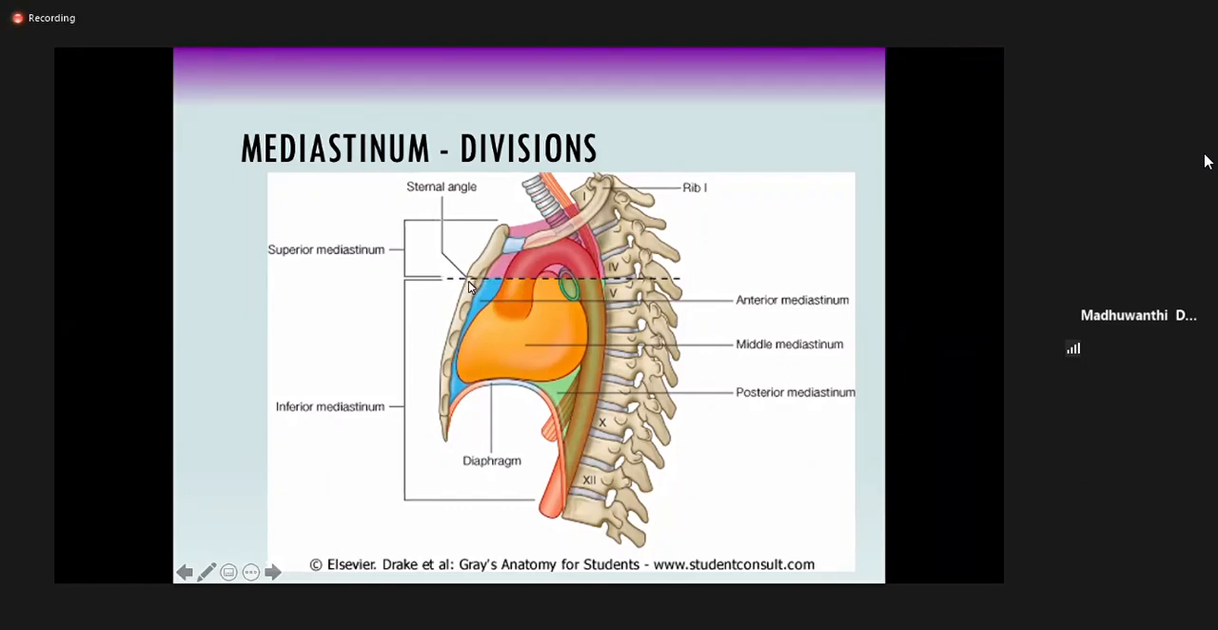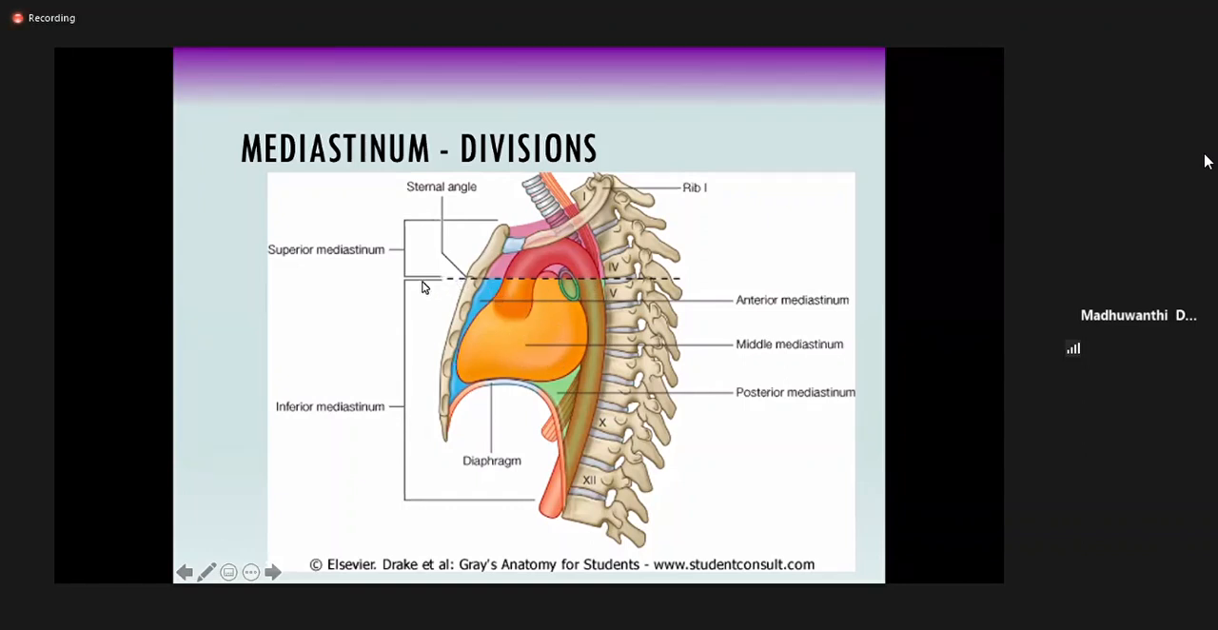As you know, this demarcation is important. This is called the sternal angle. Anteriorly it is the sternal angle or angle of Louis, which you have learned about, and posteriorly it is the disc between the fourth and fifth thoracic vertebra. That is the imaginary line, and above that you have the superior mediastinum. The rest which lies below that is the inferior mediastinum.